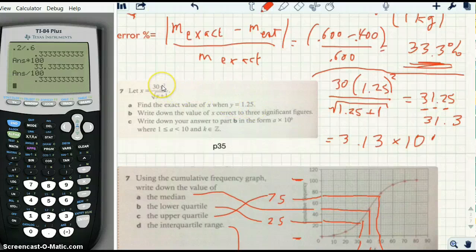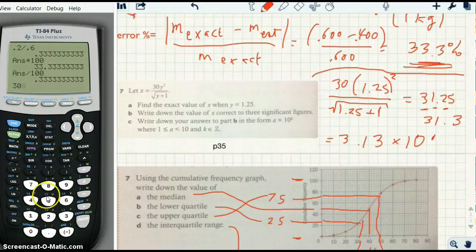Hey, that's easy. I just put 1.25 in there. So it kind of looks like this: 30 times 1.25 squared divided by the square root of 1.25 plus 1. I advise you to do this on the test because if you screw up with the calculator, you might lose part of the points. How do you put this in your calculator? Well, you have to be careful that when you do the 1.25 plus 1, you put parentheses around the 1.25 plus 1, otherwise you might get the wrong answer.